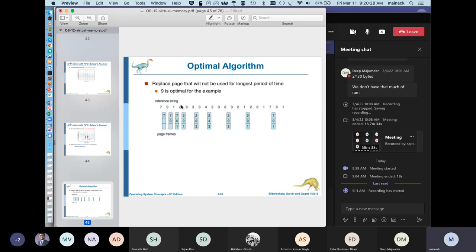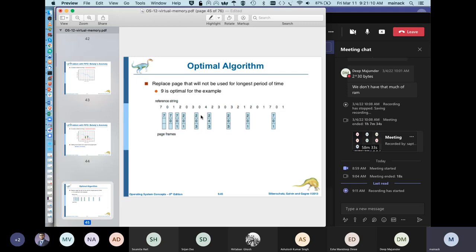Now, for the next one, 2, you want to replace either 7, 0 or 1. If you look at when 7 will be used, you will see that it will be used after around 14 references. On the other hand, 0 will be called very soon, and 1 will be called before 7. So you will replace 7, because 7 is not going to be called anytime soon.